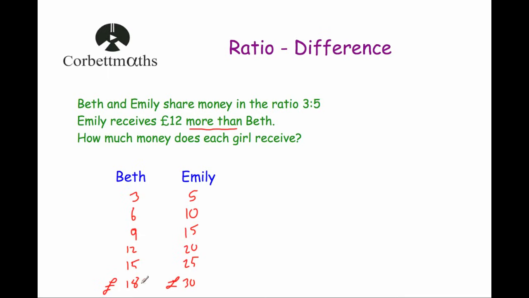So that's a pair of numbers that are in the ratio of 3 to 5 and where one value is 12 more than the other. So that's one way to solve this type of question. The only disadvantage to that is sometimes it could go on quite a long time, and it's useful to have a quicker technique to solve it.